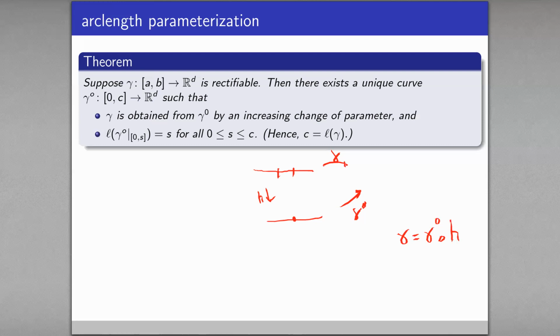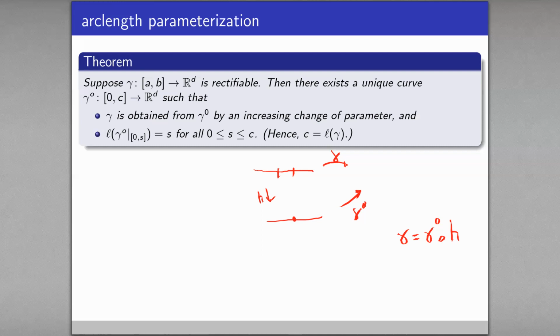Okay, so we go from gamma to gamma 0. It's another parameterization. What is best about this gamma 0? Why is it the best reparameterization among all reparameterizations? Because I now switch the parameter name to s. The length of the new curve gamma 0, from 0 to s, is exactly s for all the values in that [0, c], which forces c to be the length of gamma. This is because of the previous thing.